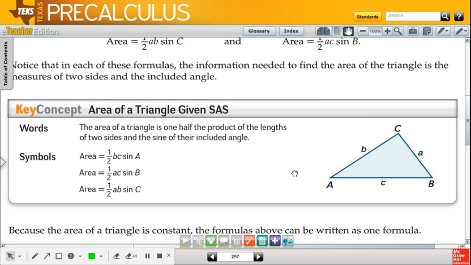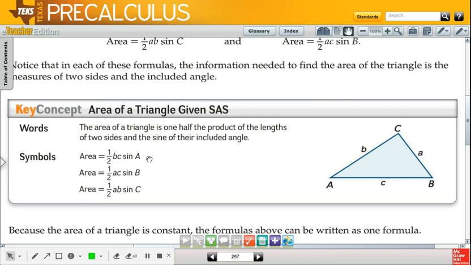So, area of a triangle given side, angle, side. The definition is: the area of a triangle is 1/2 the product of the lengths of two sides and the sine of their included angle. Included angle means between those two sides, which I described earlier. When you're given a triangle with just two sides and an angle between, it's always best to label your angles and your sides, because this is how it's going to be set up.